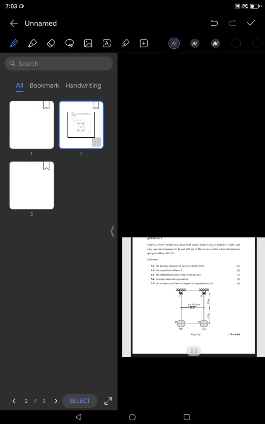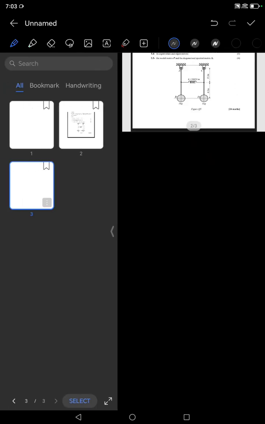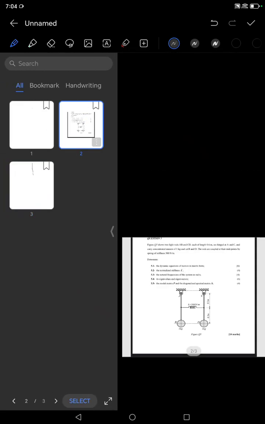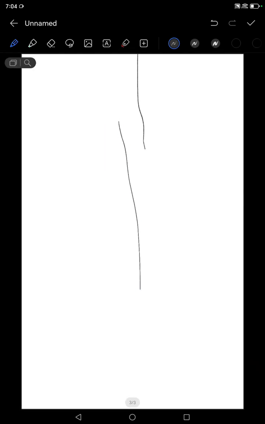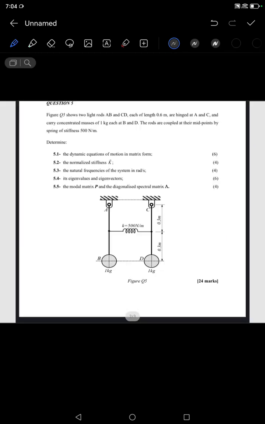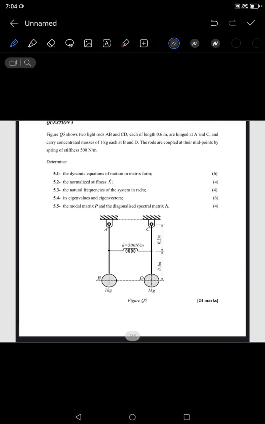Sharp. Okay, we're gonna do this example, the one that I shared on our WhatsApp group. This example that we're going to do. Okay, so question 5.